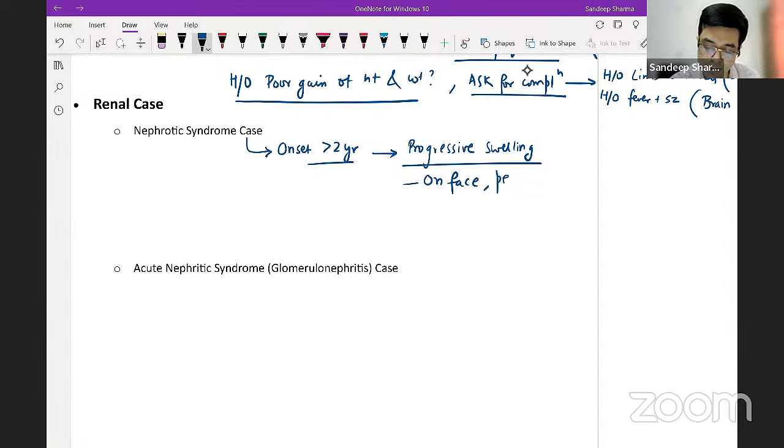especially in the periorbital region. So periorbital puffiness will be there. Then it will progress and involve the whole body. It will be more in the morning hours. Some patients, plus minus, may have oliguria, so we will ask about oliguria.